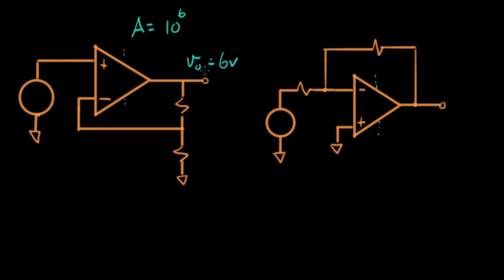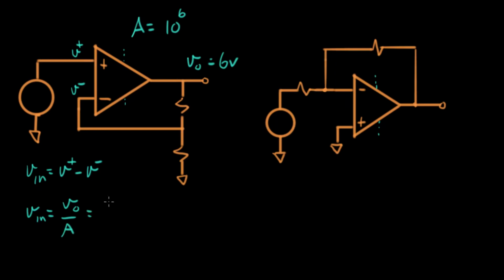All right. Now, if V out is 6 volts and A is 10 to the 6th, then what's V in? V in is the difference between these two voltages here. Let's call this V plus, and we'll call this V minus. And we know that V in equals V plus minus V minus. Now the question is, what is V in in terms of V out? Well, V in equals V out divided by A.